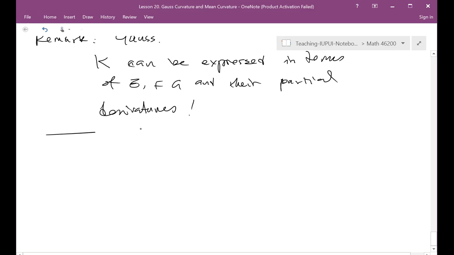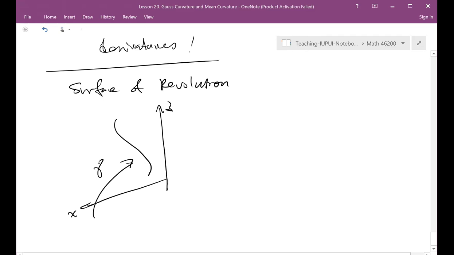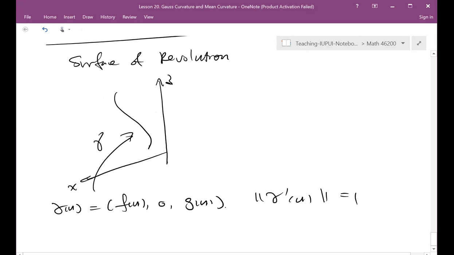Let's take a look at a surface of revolution. First of all, in the XZ plane, we have a curve, right? This curve I'm going to call gamma. Gamma(u) equals (f(u), 0, g(u)). And we also assume that the length is parametrized by arc length. So that means f prime(u) squared plus g prime(u) squared equals 1. Make it easy.